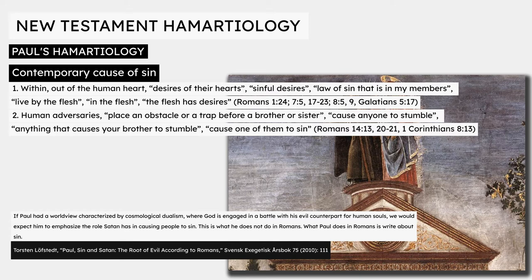In contrast, a heavy burden of evidence lies on anyone attempting to argue that belief in supernatural evil beings is a more efficient explanation for Paul's views as expressed in Romans. Paul also attributes contemporary sin to human adversaries, whether enemies of Christians or Christians causing each other to sin, using language such as "place an obstacle or a trap before a brother or sister," "cause anyone to stumble," "anything that causes your brother to stumble," and "cause one of them to sin" in Romans 14 verses 13, 20 to 21, and 1 Corinthians 8, 13.